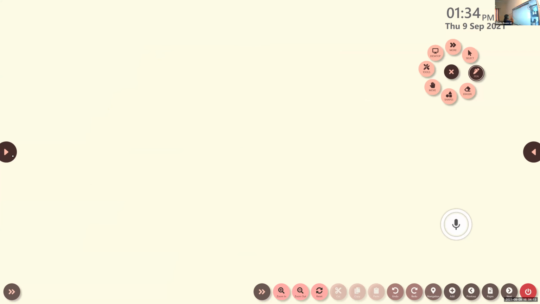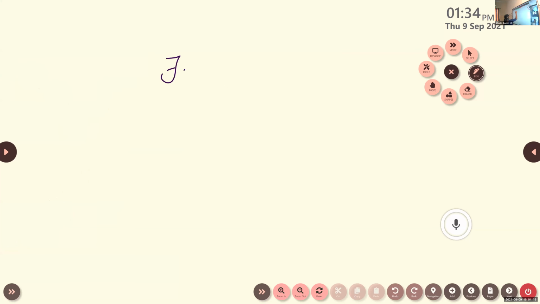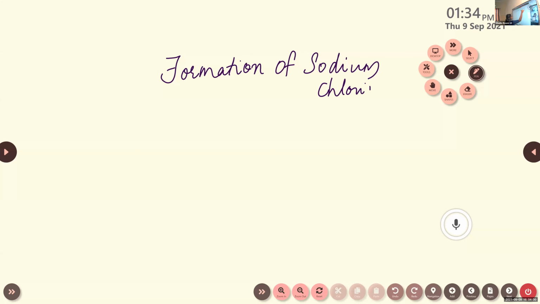Metals and non-metals. We will start with the formation of sodium chloride. Write the heading, formation of sodium chloride. Then you can write along with me. Formation of sodium chloride, NaCl.